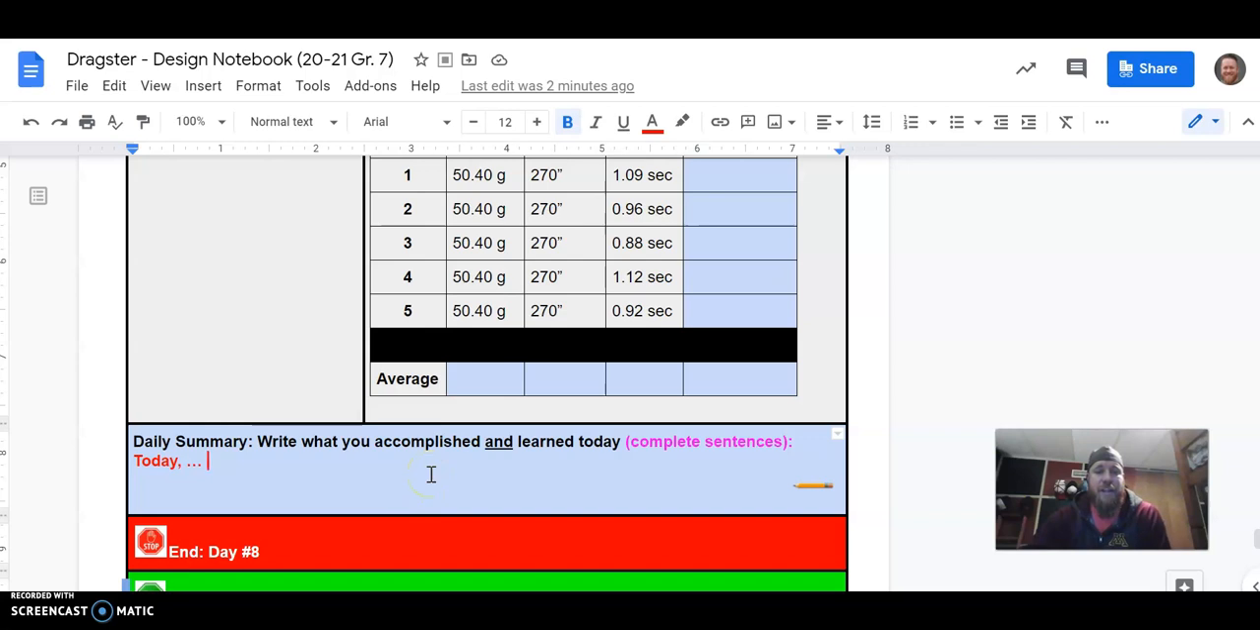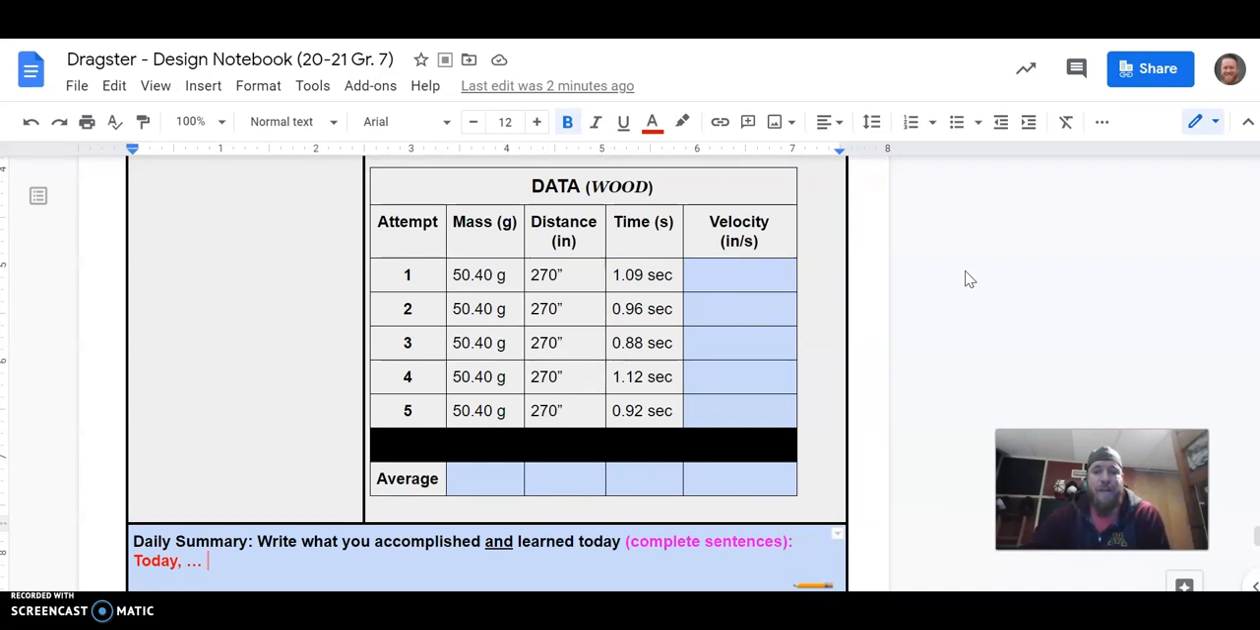Have fun racing your cars. And if you're not able to race your cars, hopefully you can get all this data and these questions figured out in terms of which one of these went faster. You know, was the plastic car faster or was the wooden car faster?